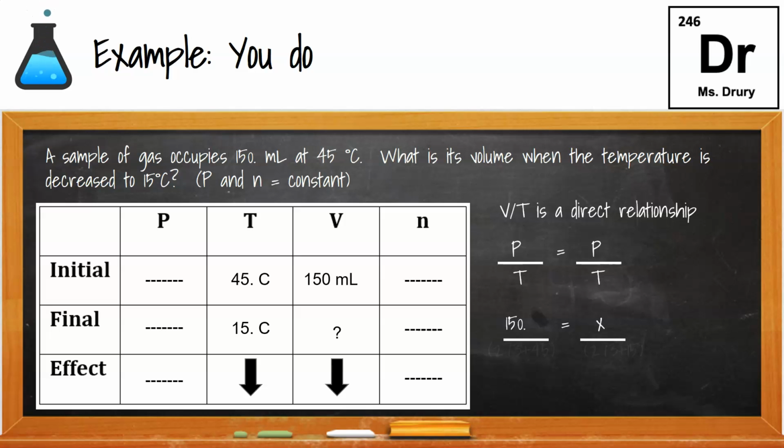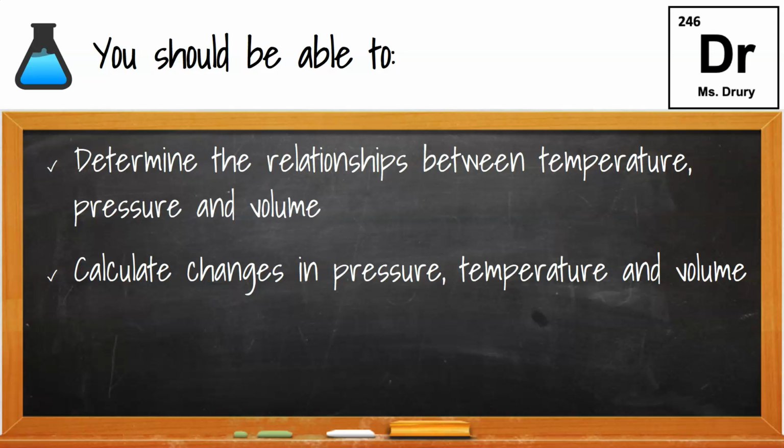And plug them in as Kelvin temperatures. So notice that I changed it by adding 273 to both numbers, cross multiplying, and finding an answer of 140 with sig figs. So it did go down as we expected, hopefully. At this point, you should be able to determine the relationship between pressure, temperature, and volume and calculate those changes.